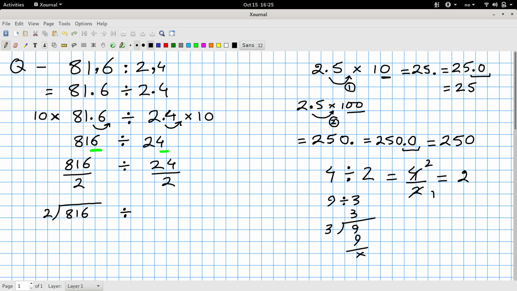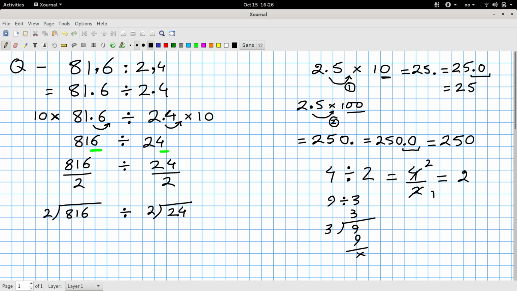Right now what we are doing is we are solving the left hand side and right hand side of the division sign, not the equal sign. So I'm going to write 24 and I'm going to write 2 here because 24 here is being divided by 2. You can solve either of them first, but we have to take both numbers together in one step.